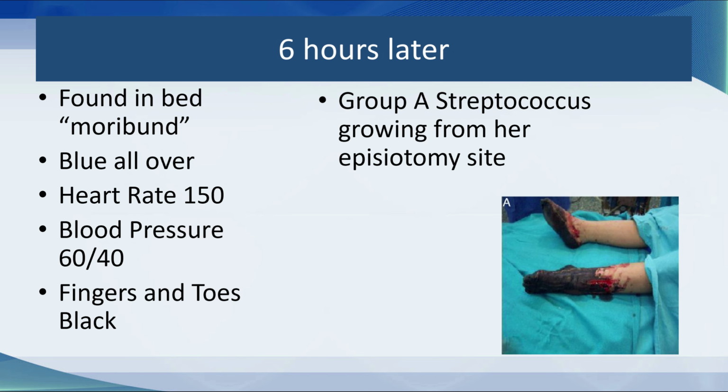6 hours later, Sandra is found moribund in the bed. She is blue all over. Her heart rate is 150. Her blood pressure is 60/40. Her fingers and toes are black. This is purpura fulminans. And she has group A streptococcus growing from her episiotomy site.